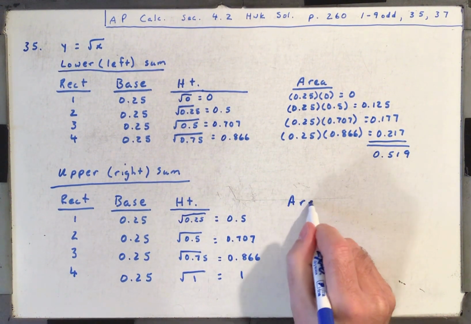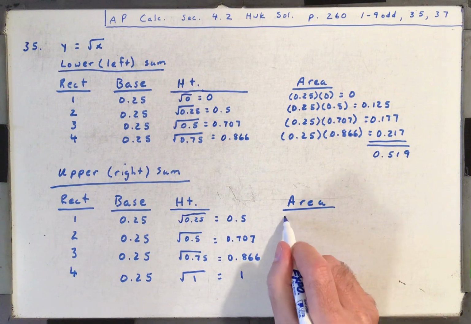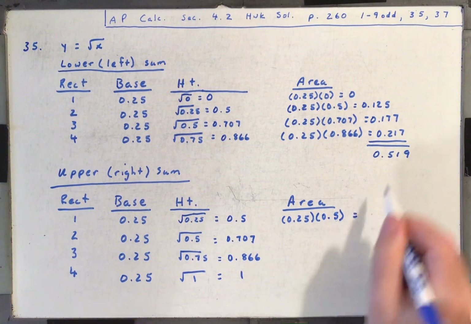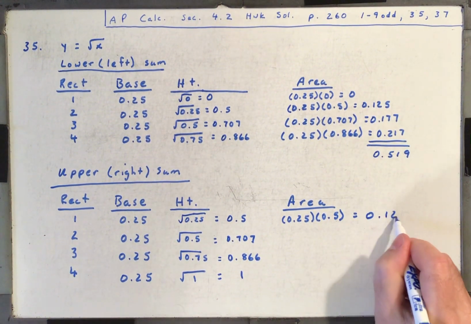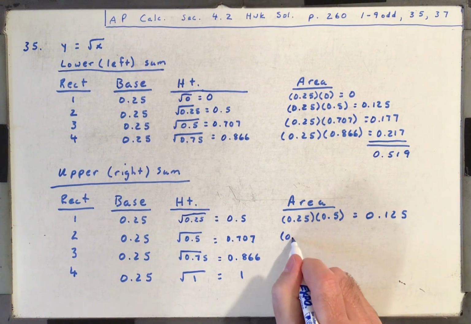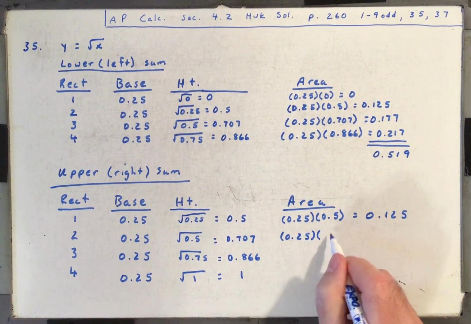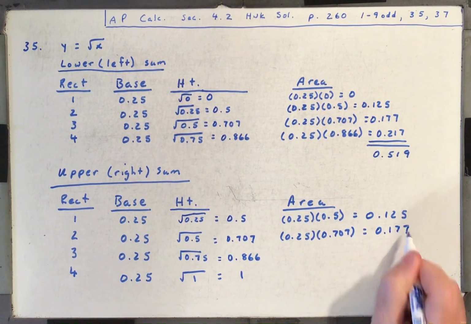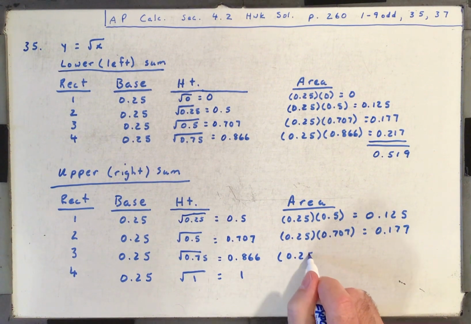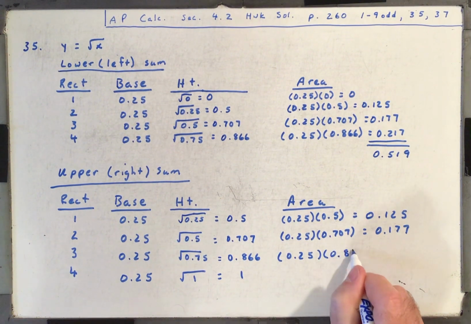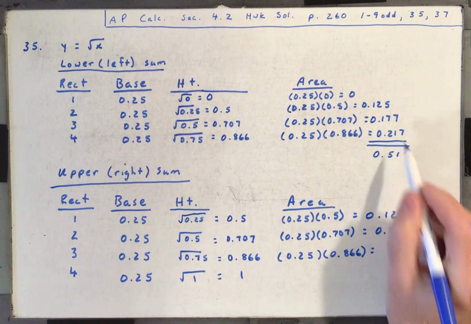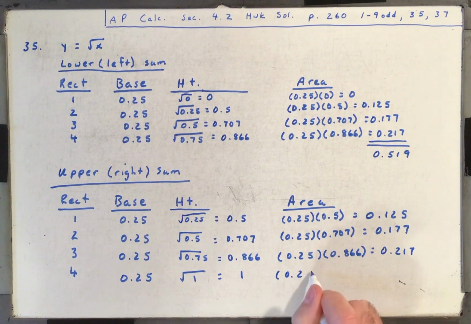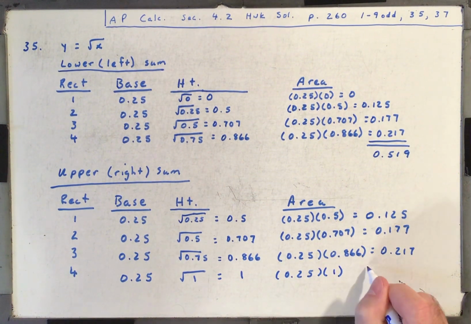So the area is the base times the height. So 0.25 times 0.5, which I can kind of cheat and look up here and see that's 0.125. And then 0.25 times 0.707, that's 0.177. Then 0.25 times 0.866. You've already done the work. It's up here. That's 0.217. And finally, 0.25 times 1. Don't need a calculator for that.